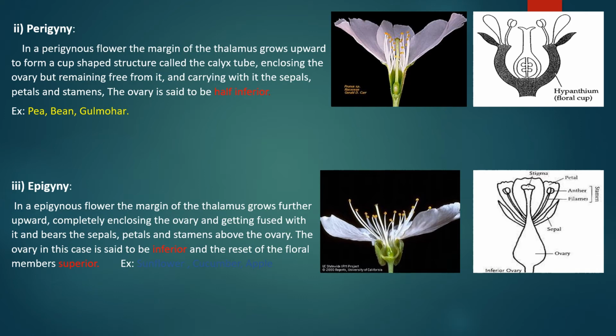You can see in this figure where this is the ovary and you can see the other floral parts. Petals and stamens above the ovary. The ovary in this case is said to be inferior and the rest of the floral members are superior. Examples are sunflower, cucumber, as well as apple.